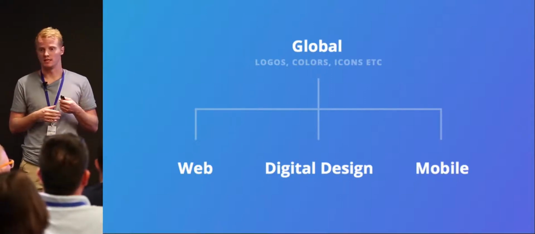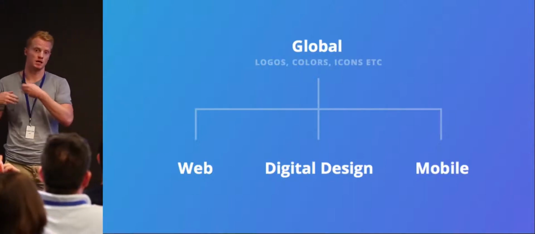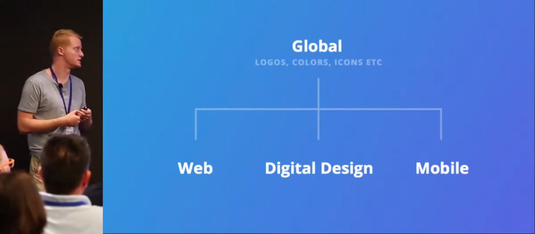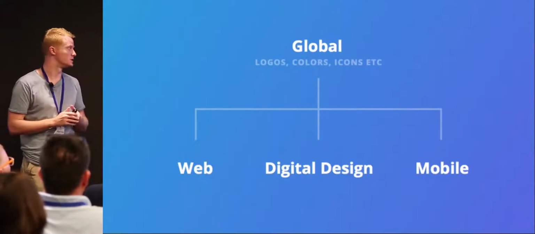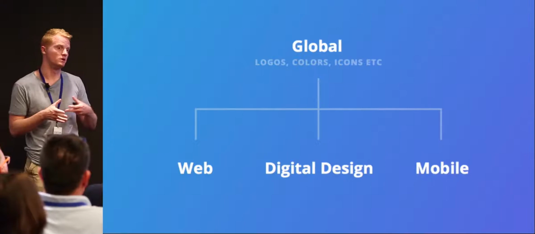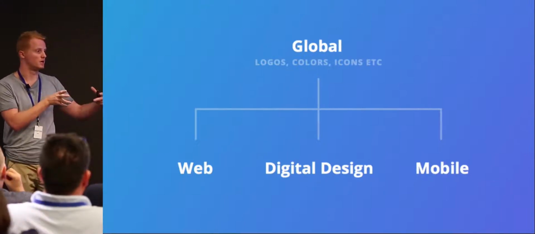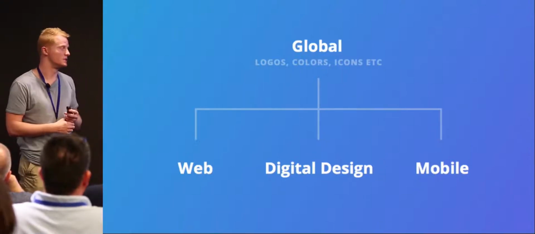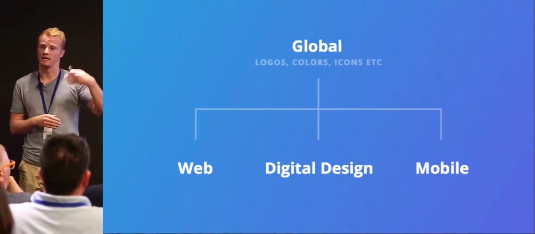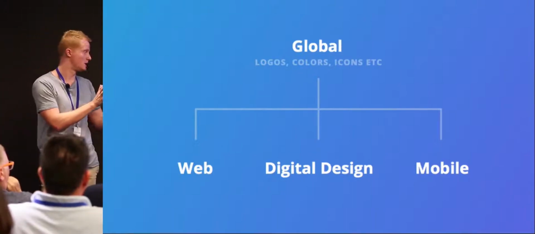But there are of course things that specific platforms need which aren't so relevant on a global sense. So each platform has their own library. So things like the keyboard on mobile is not so relevant when you're thinking of a desktop environment, or digital design, which is our marketing side of things, has a lot of things like headers and footers which aren't so relevant in terms of our product side of things.